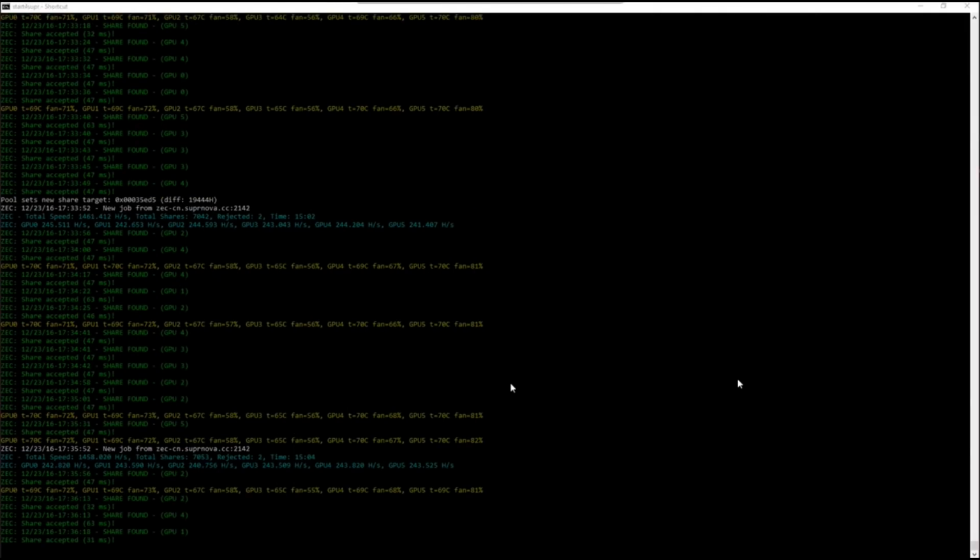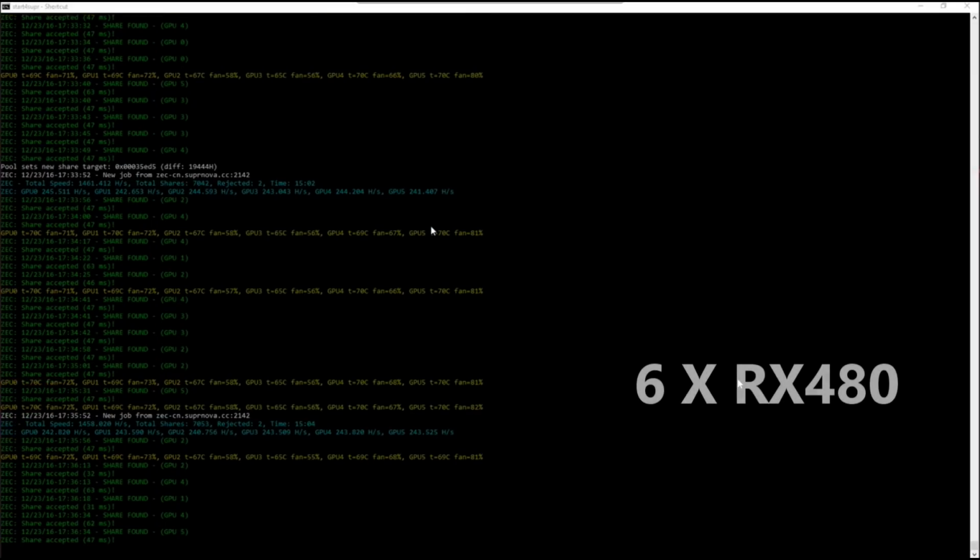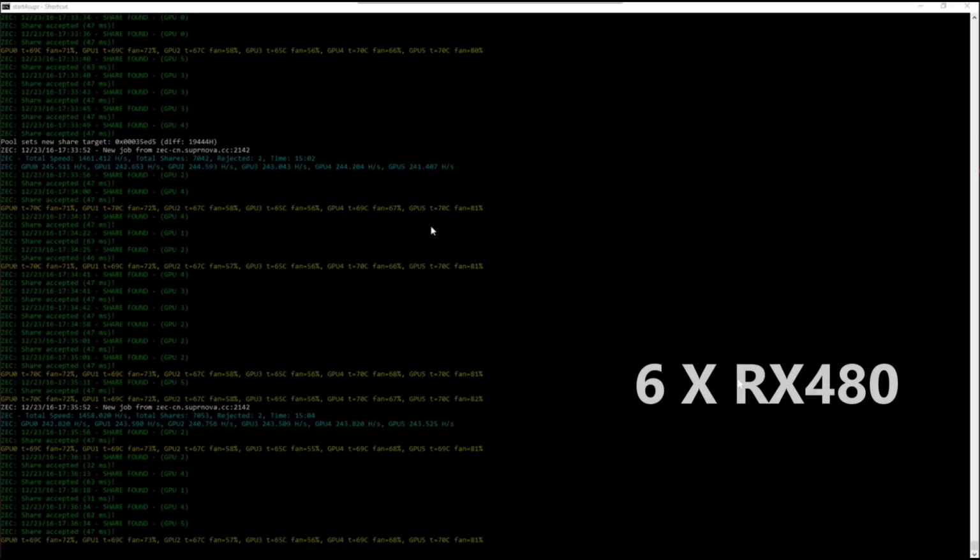Here we can see 6480s hashing away, and they're getting about 240 to 245 hashes per second. These are the stock overclock ROMs on my Sapphire Nitro 480s, 8GB cards.